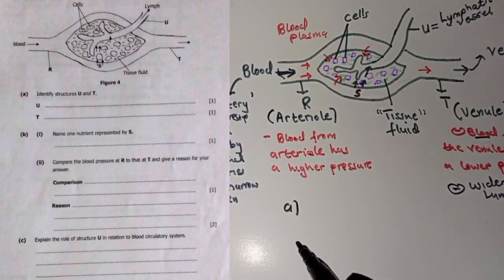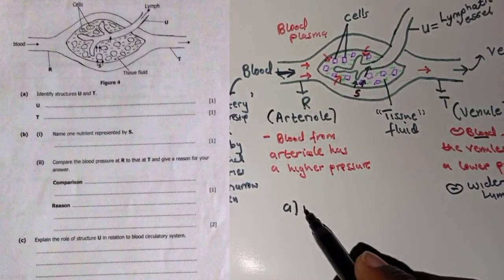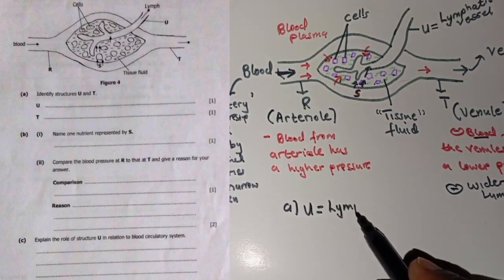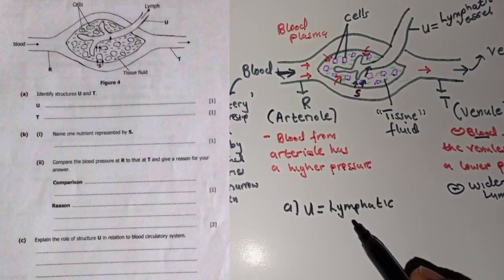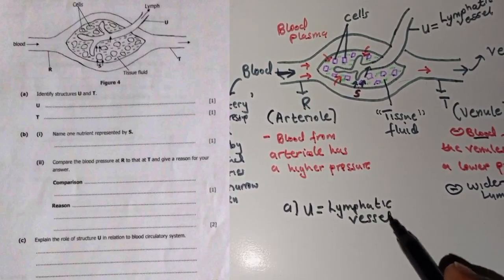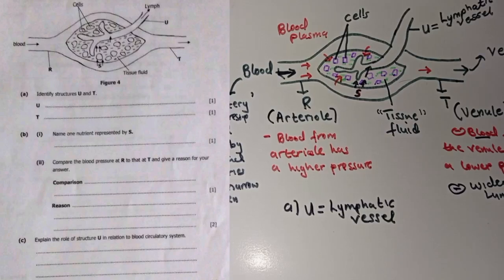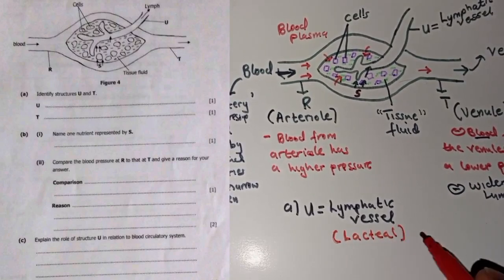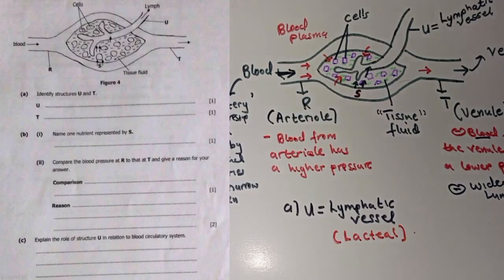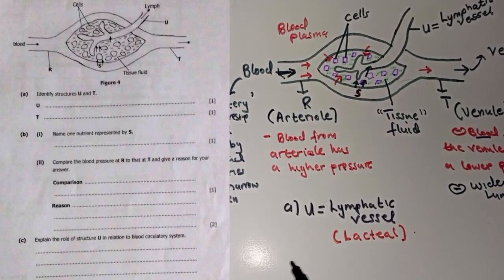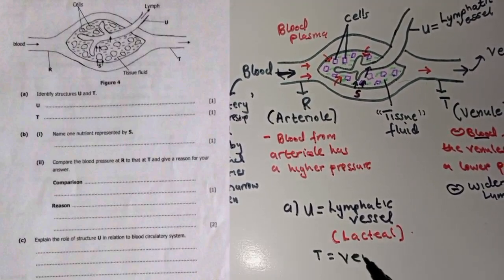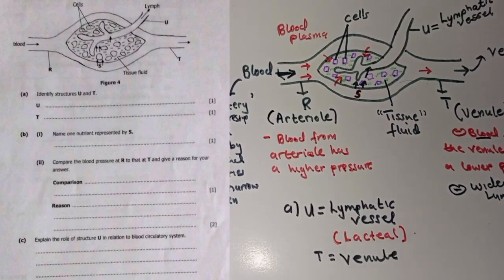So the question is saying, question A, identify the structures U and T. So U, we've already said that is the lymphatic vessel. This lymphatic vessel in the small intestine is called a lacteal. It is found in the small intestine, that's the special name it has. And then T, we've already labeled T, that is a venule. T is the venule.